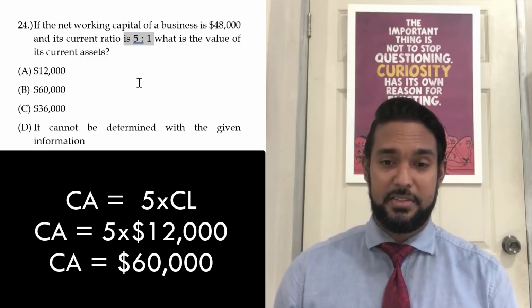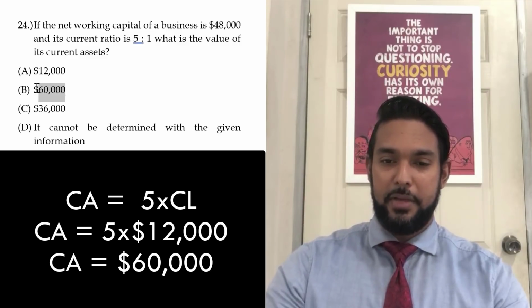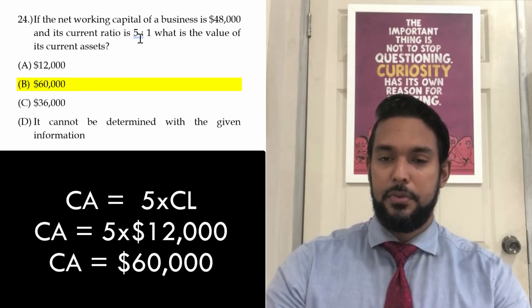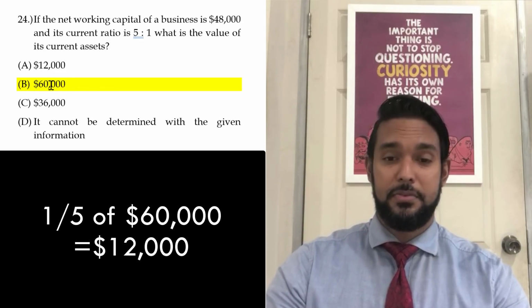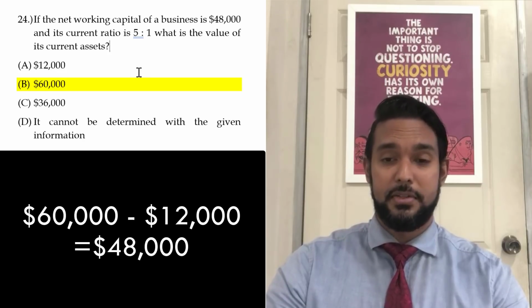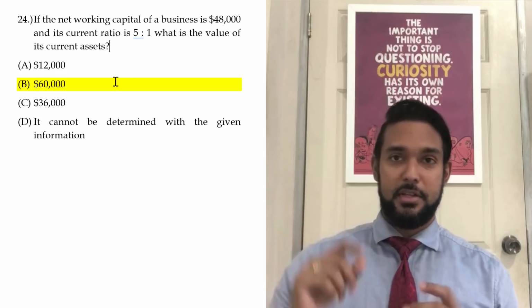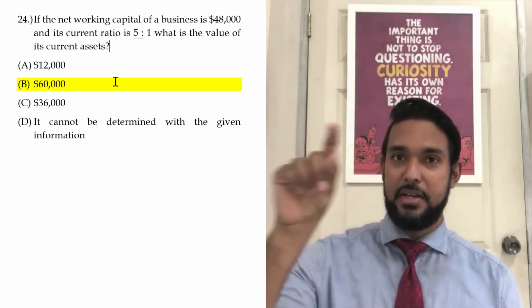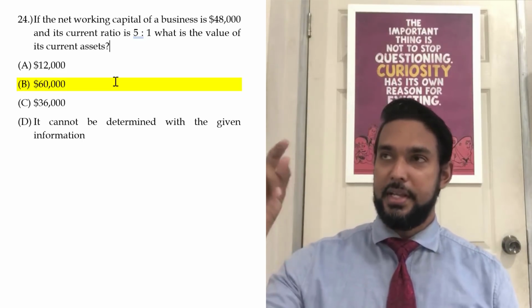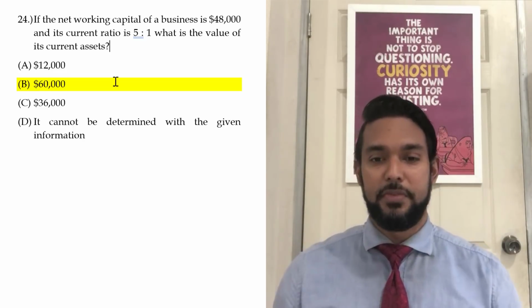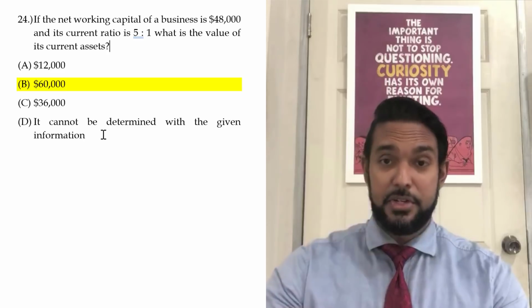Current assets is actually 60,000. Let me explain why, right? If you found 1/5 of this, you get 12, and 60 minus 12 will give us 48, right? Like I said, there's a bit more arithmetic involved. So you can take a pencil and paper and write down A minus L is equal to 48, and A divided by L is equal to 5, and you have a pair of simultaneous equations you can solve. All right, but there's always a relationship.